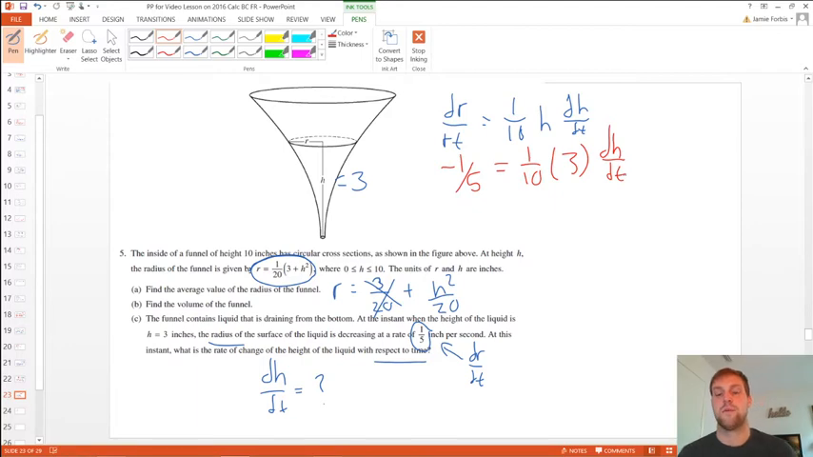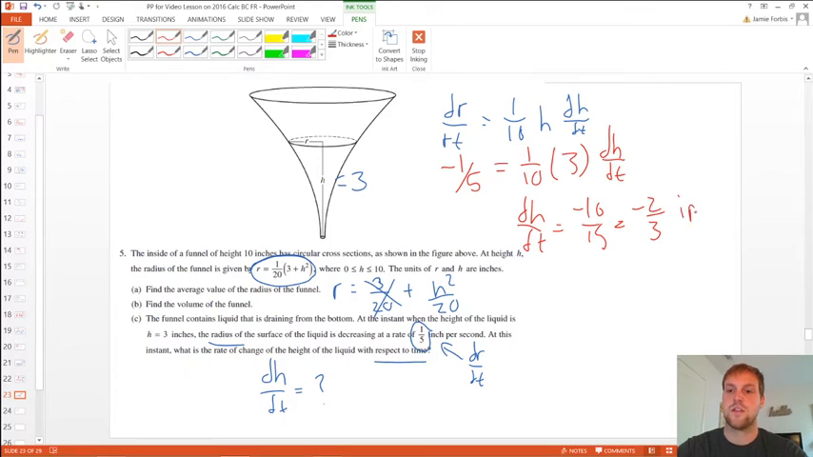So not a bad related rates problem. If you solve this out, dh over dt ends up being negative 10 over 15, or negative 2/3, and this is a rate, so that's inches per second.